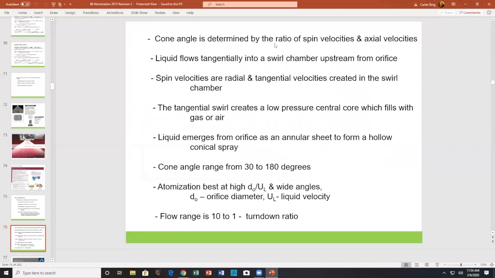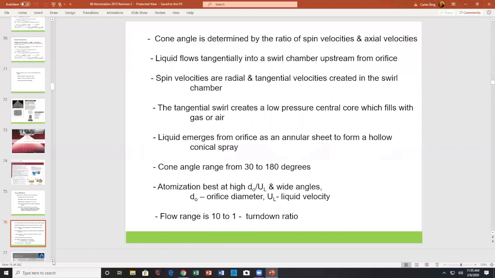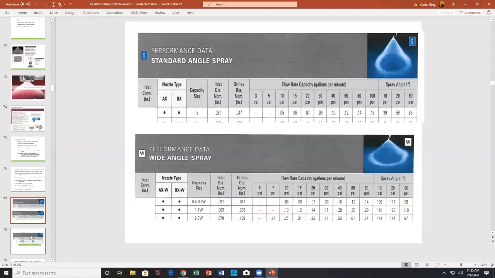cone angle is determined by the ratio of spin velocities to actual velocities. Spin velocities may be the radial velocity and the tangential velocity. And you're looking for cone angle varying from 30 to 180. It emerges from the orifice as an angular sheet that forms a hollow conical spray. Turn down ratio, 10 to 1. In other words, the lowest flow is 1, the highest flow is 10 times 1. And again, I get the data tables on it.